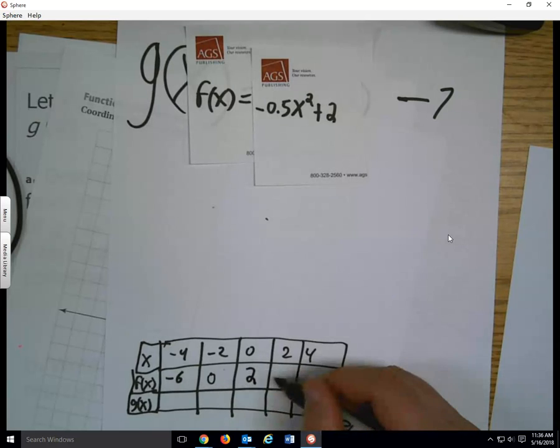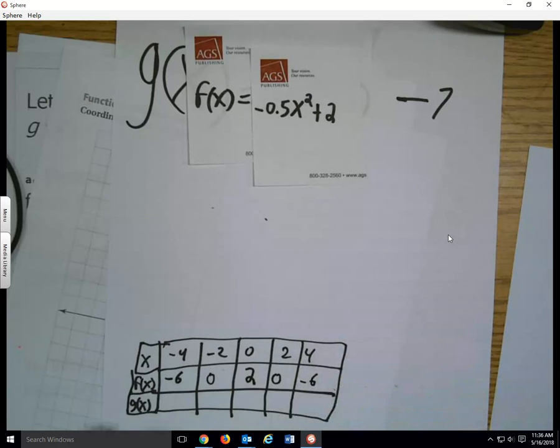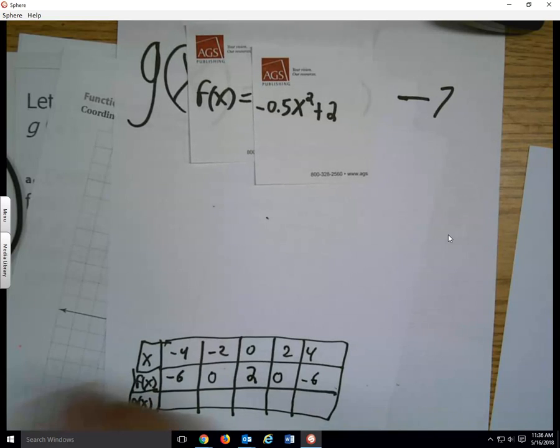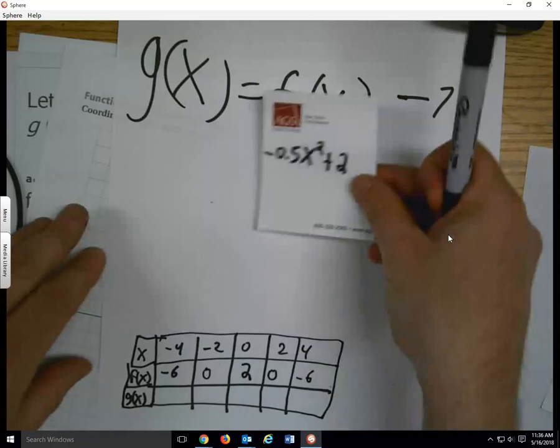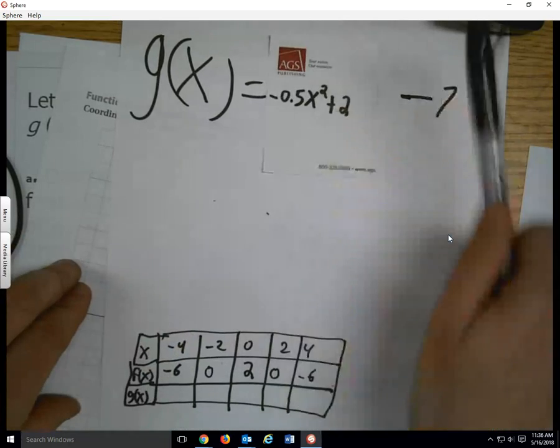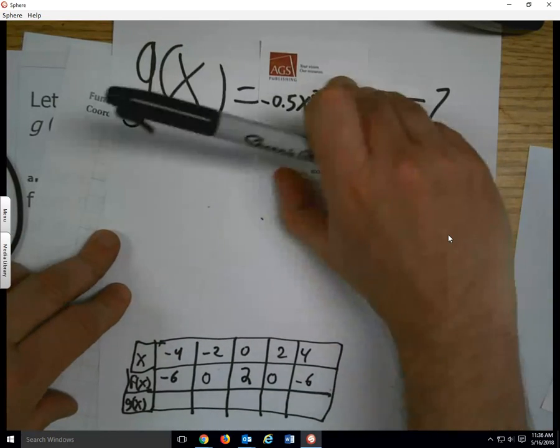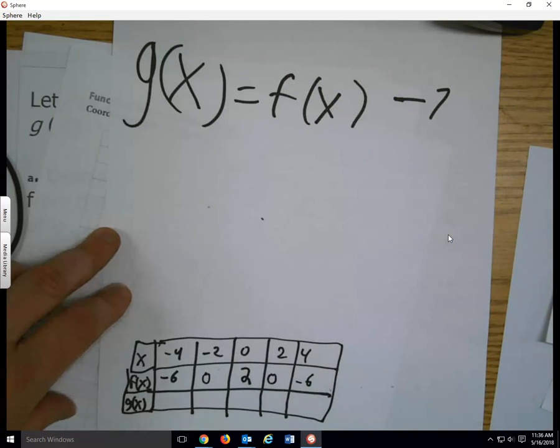And then it should be symmetric from here, so 0 and negative 6. Okay, so we did the f of x, but now we need to do the g of x. And the g of x is this f of x that we just did, right? But you're taking away 7. So all you really have to do for the g of x is take away 7, right?